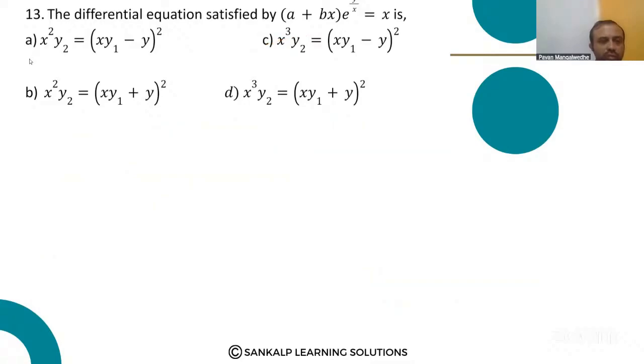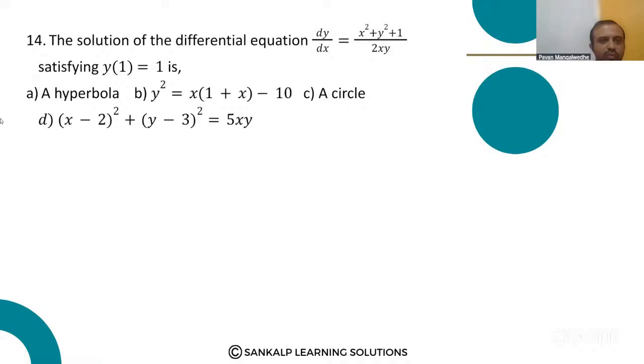Next one, of question number 14. The solution of the differential equation dy by dx is equal to x square plus y square plus 1 by 2xy satisfying y of 1 is equal to 1 is what? The option A is a hyperbola and option B is y square is equal to x into bracket 1 plus x minus 10, and option C is a circle. Option D is x minus 2 the whole square plus y minus 3 the whole square is equal to x plus 5xy. Just try to solve this. Again, 10 seconds for you students.